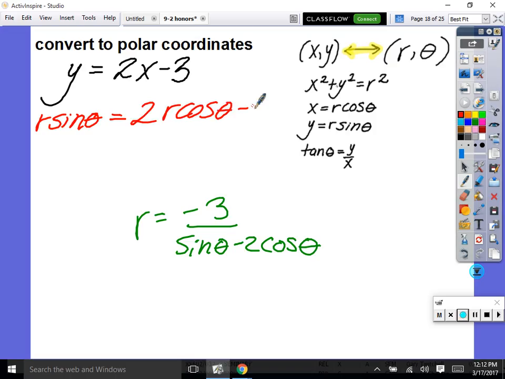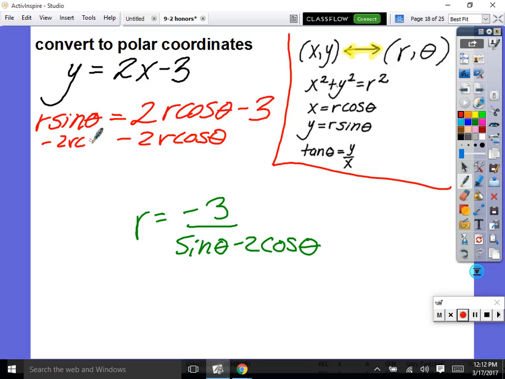Are there questions on that part? Well, we have this basket of goodies. Okay. So now from here, you're trying to get r equals. We have 2 r's. So wouldn't we bring all the r's to one side of the equation and everything else to the other side? So we subtract 2r cosine theta from both sides. That leaves me with r sine theta minus 2r cosine theta equals negative 3.